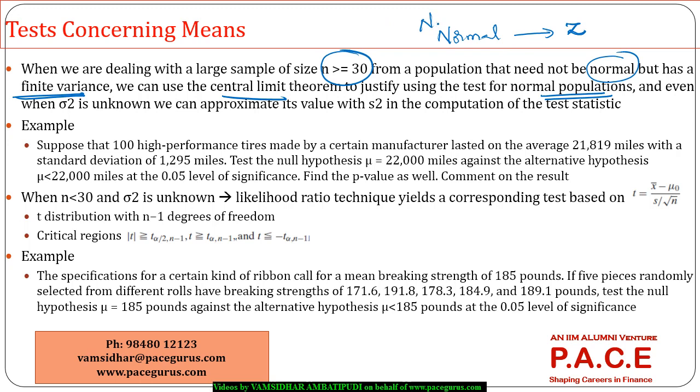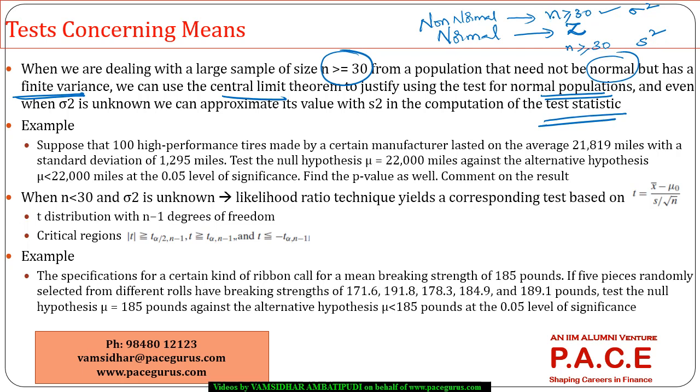But if the population is non-normal, as long as the sample size is greater than or equal to 30, I can still use the central limit theorem, and I can justify the population to be normal, especially if the sigma squared is known. But if the sigma squared is also not known, but still the sample size is greater than 30, then I can very well use S squared, which is a representative of the sigma squared, for computing my test statistic.